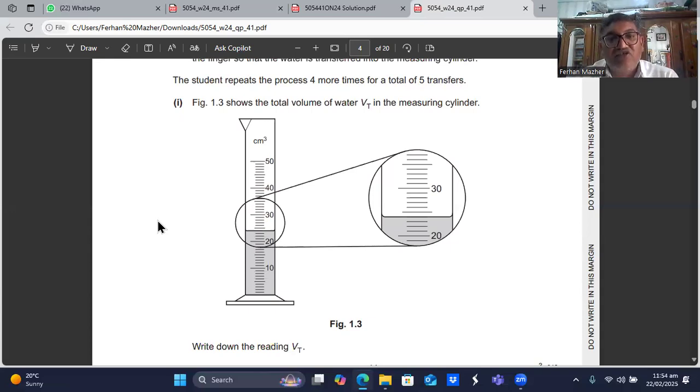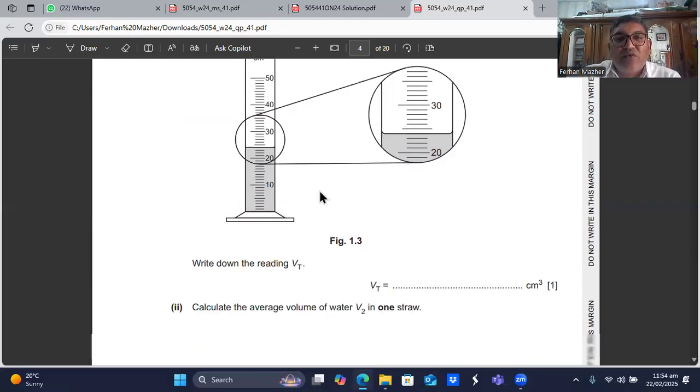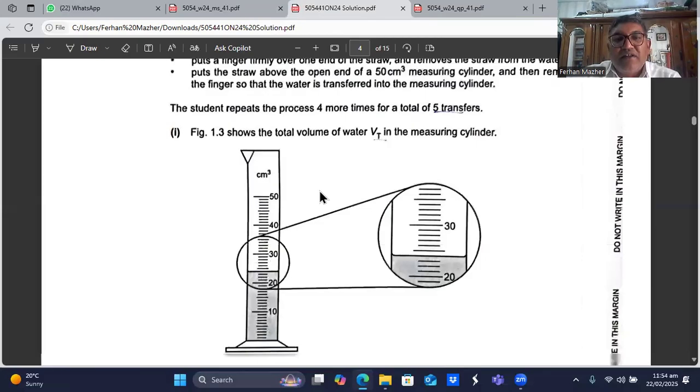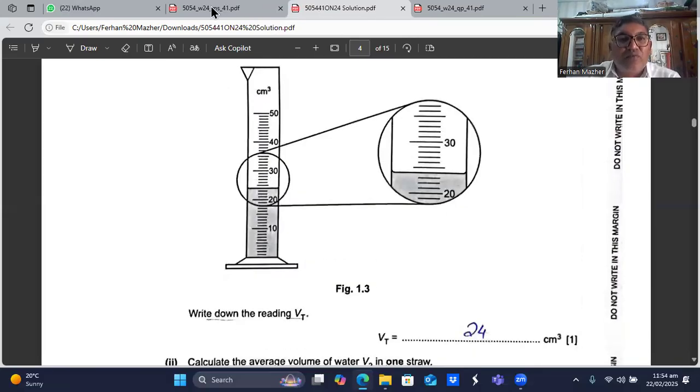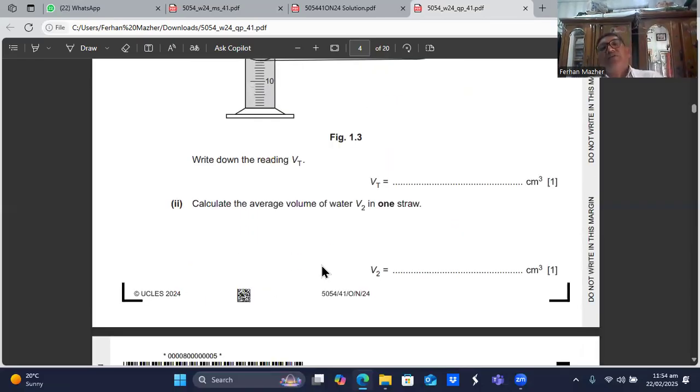That reading is here. Write down the reading VT. Okay, so that reading is 21, 22, 23, 24. So that reading is 24 centimeter cube. And then the question is calculate the average volume of the water V2 in one straw. So this volume is representing 5 straws because you have done this 5 times. So you will divide that reading by 5, and you will get the volume of one straw.